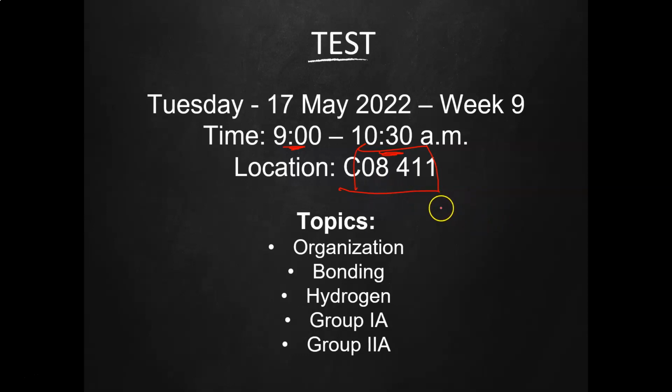The topics will include 5 main topics that we have learned: the organization of the periodic table, bonding, hydrogen, group 1A and group 2A. Group 3 and group 4 that we are learning now are not included.